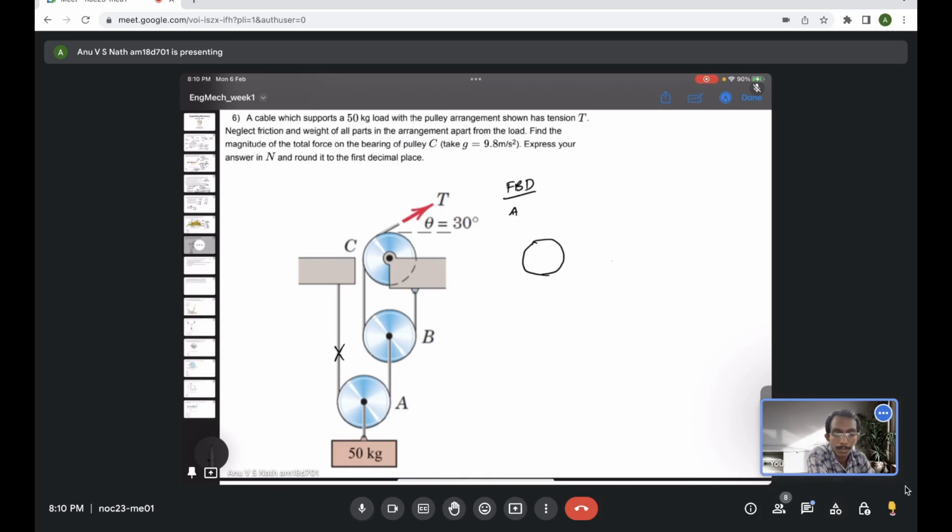Hello? Okay, I think that's a mistake. You can unmute yourself and ask any question if you have, or you can just type in the chat box.